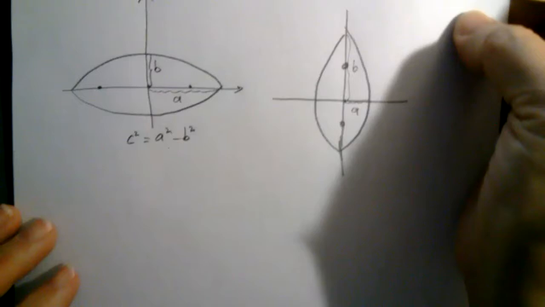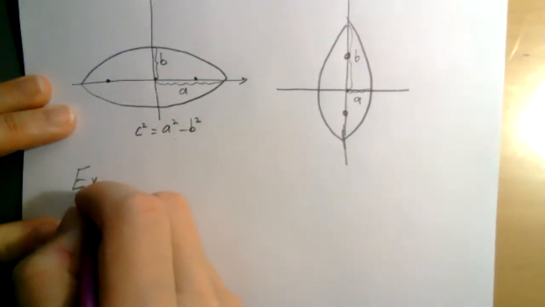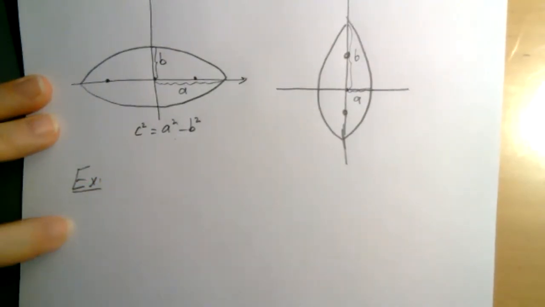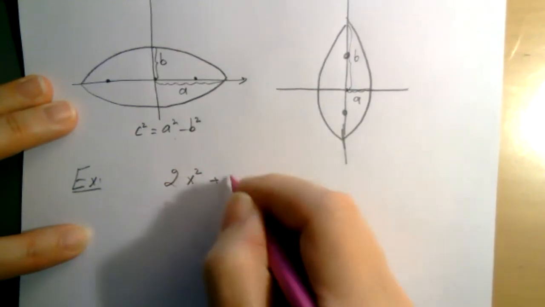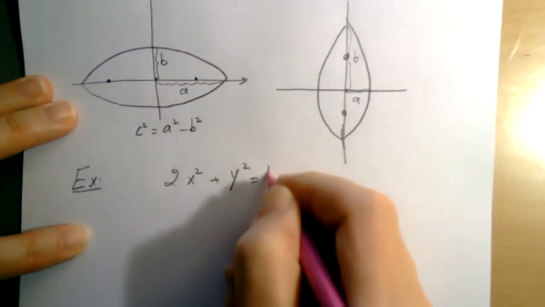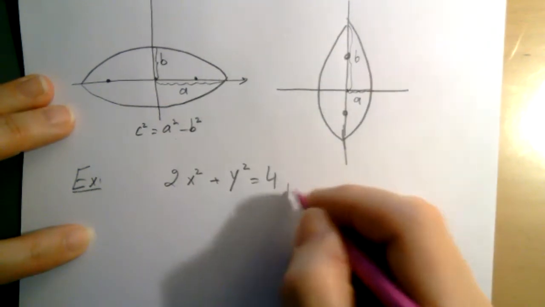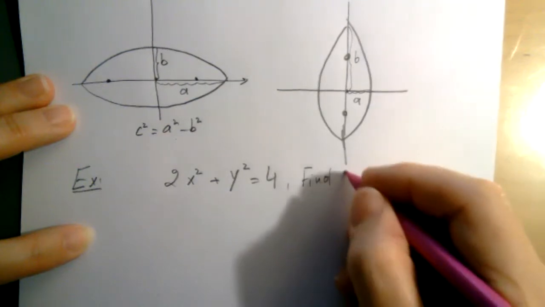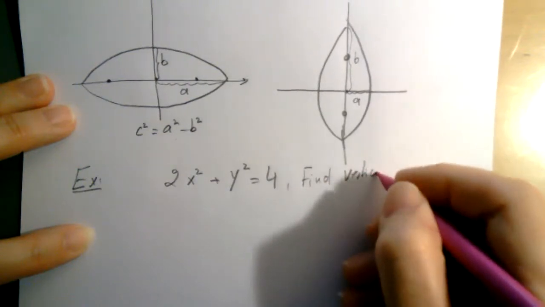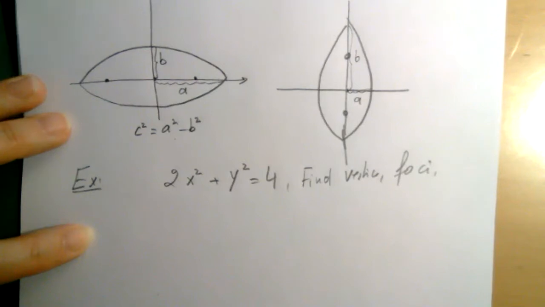One more simple example before we move on. Suppose I give you the following equation of the ellipse, equal to 4. The question is, I want the vertices, I want the foci, and I want you to sketch it.